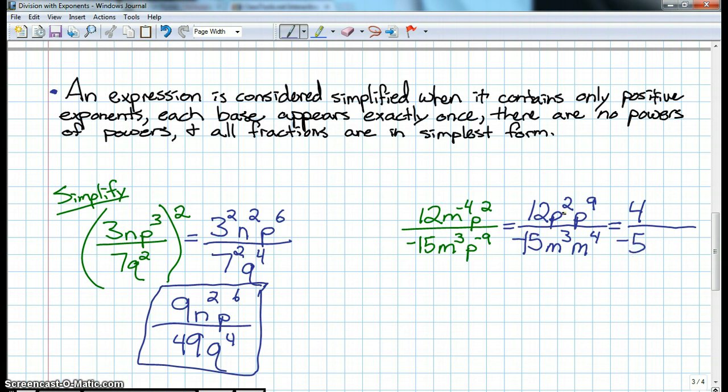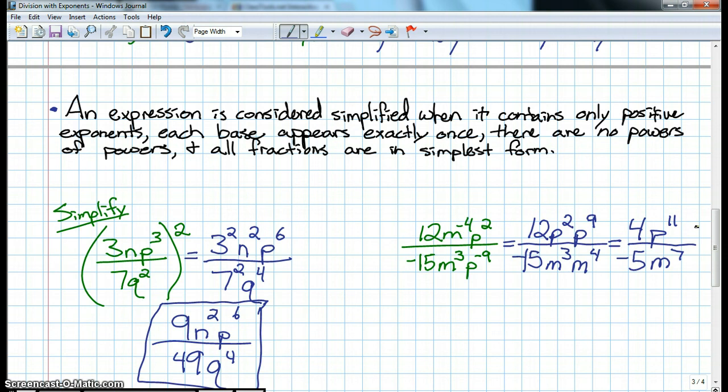And then we can get our like terms together, as you can call them like terms, I guess, p squared and p to the 9th. That's a total of 11 powers of p. M to the third and m to the fourth gives us m to the 7th. And that would be my final answer here.